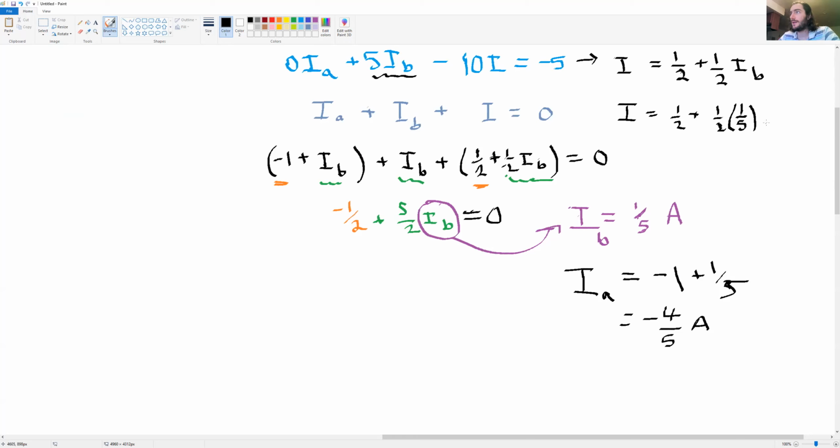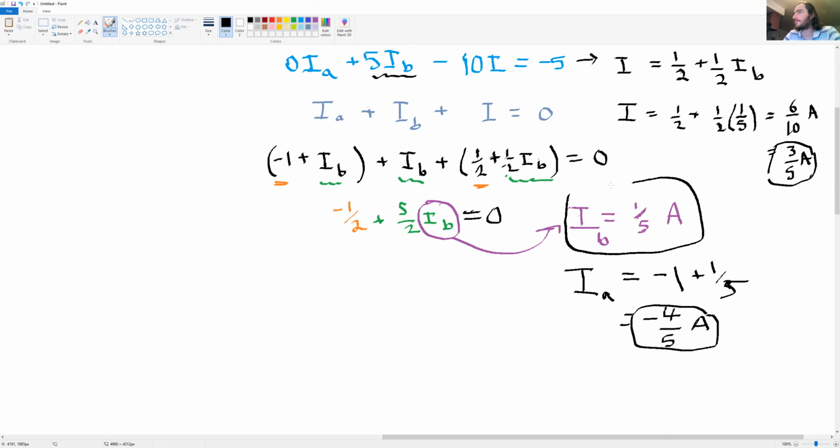1/2 plus a tenth, right? You've got to multiply top and bottom by 5 on the 1/2. So you're going to end up with 6/10 here, which we could reduce to 3/5. And now you have your 3 currents. And then where was the other one? Oh, right here in purple. Okay.